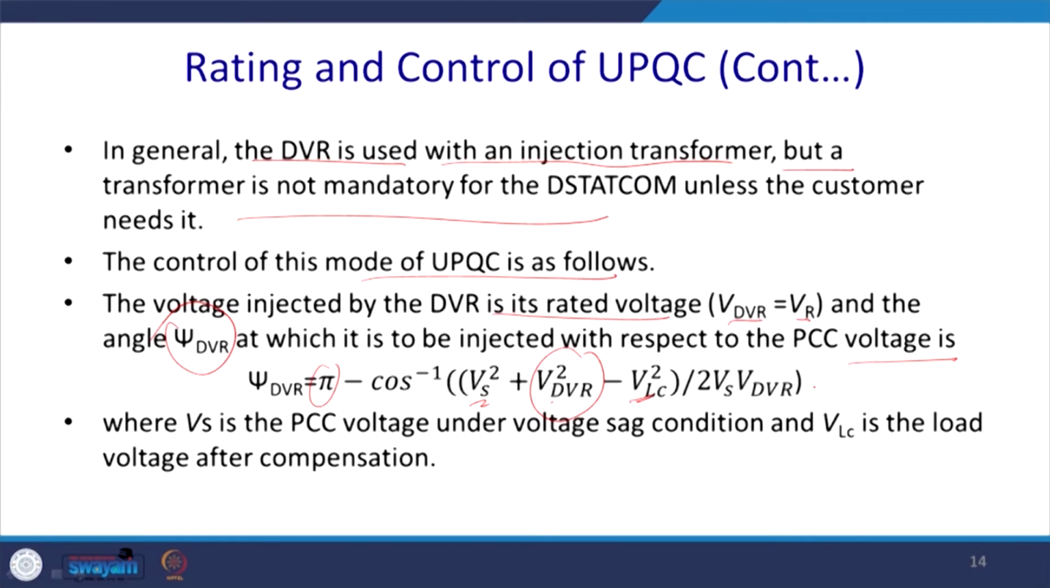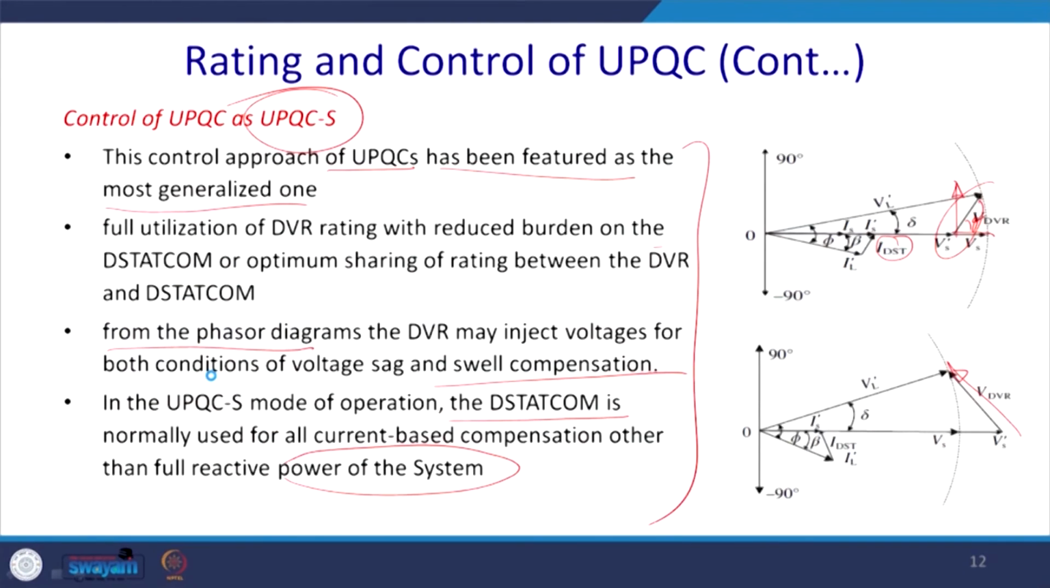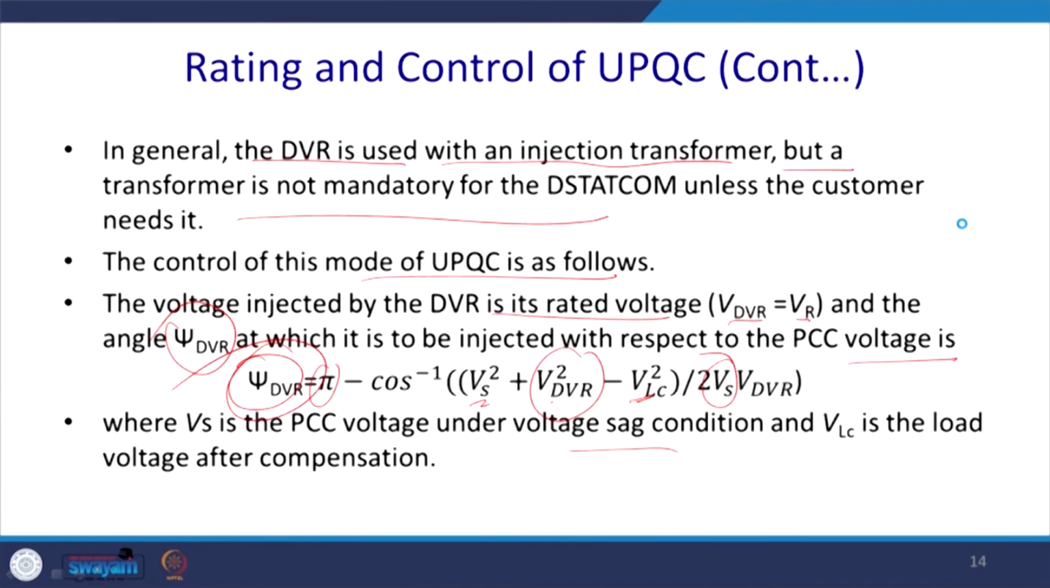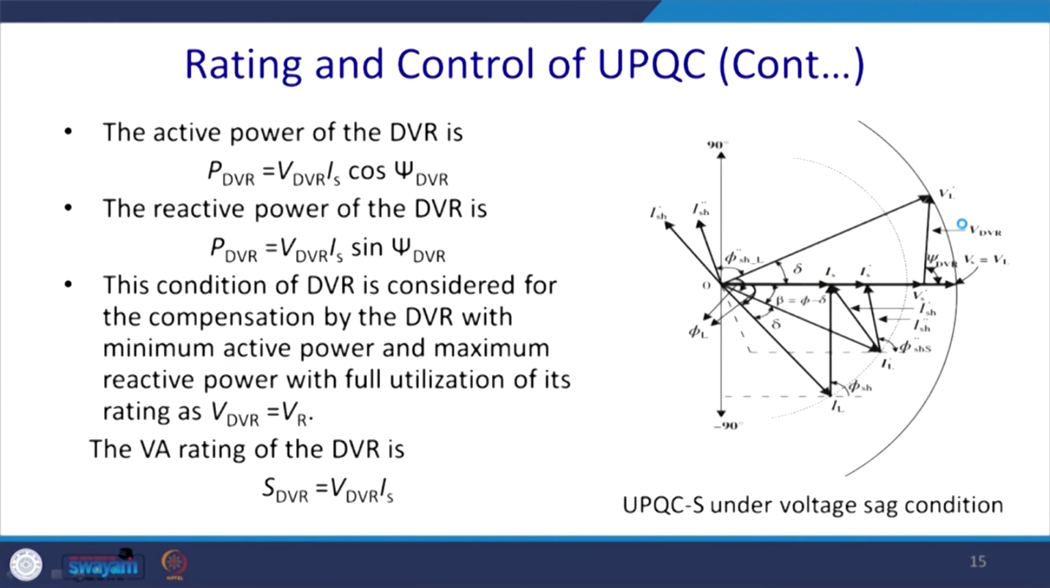Why is it optimal? The value of this Vs may be changing due to sag and swell, so accordingly the injection angle is required to be changed. Here Vs is the PCC voltage under sag condition, and VL is the load voltage after compensation. So, in that way we need to calculate and inject this voltage at angle psi and compensate the voltage. In this way this will continue.